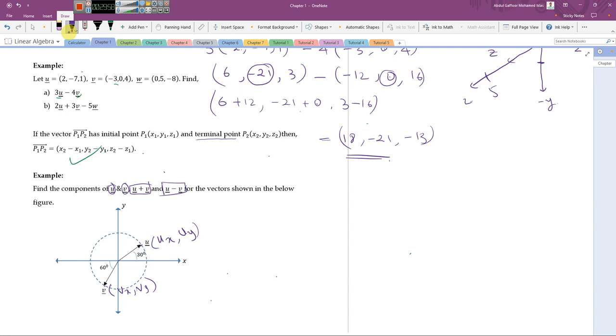So let's take the length of this vector as r, right? So now we will find the coordinates of this ux and uy in terms of r. So this is ux and this is uy, and this will be vy and this will be vx.